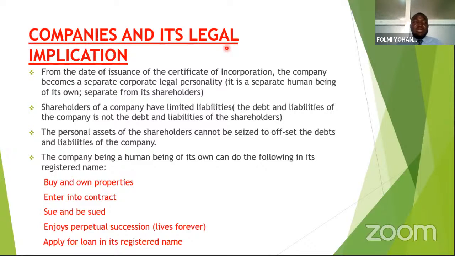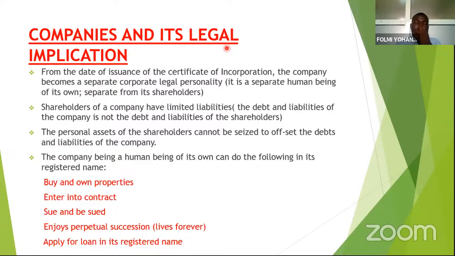So the company, being a person of its own, being an artificial person, can do the following. The company can buy and own properties, the company can enter into contracts. That's why you will see some certificates of occupancy carrying names of companies, because in the eyes of the law, the company is an artificial person. So as a result, the company can own properties.